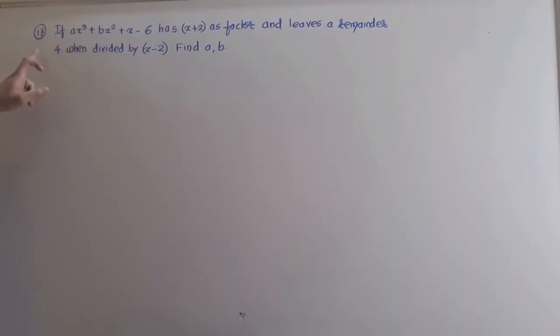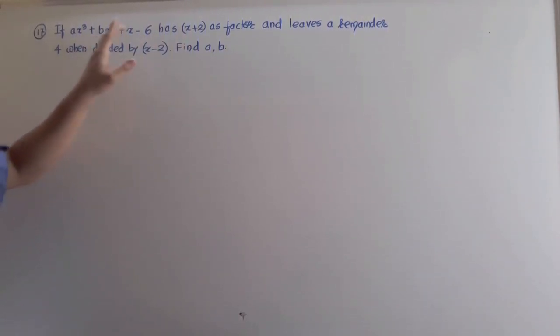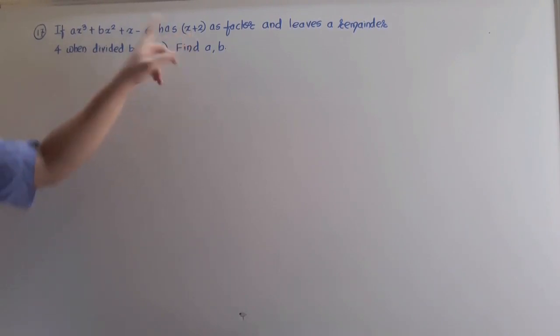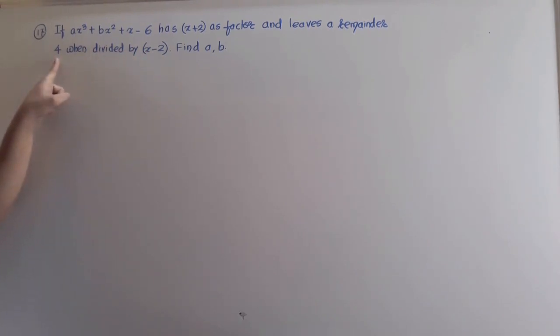Now let us see the question number 17. In 17 question, what have we been given? We have been given one polynomial ax cube plus bx square plus x minus 6. And we have been given that x plus 2 is a factor. Means when this polynomial we are dividing by x plus 2, the remainder is coming 0. But when we are dividing by x minus 2, it leaves the remainder 4. Okay. So let us see how this question can be solved.